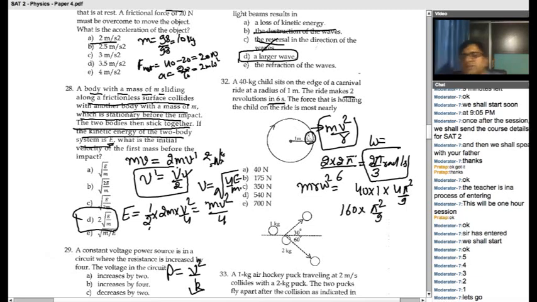Just see the answer which is near to 160 here and greater than 160. So the answer should be 170. See, when you solve this, you get it as 170, or 175 or something.